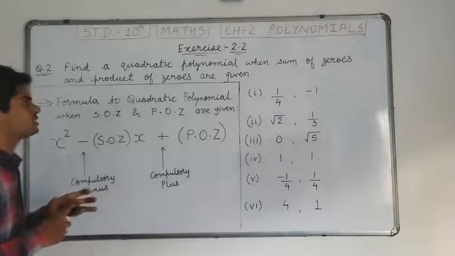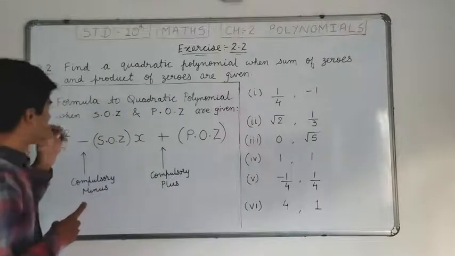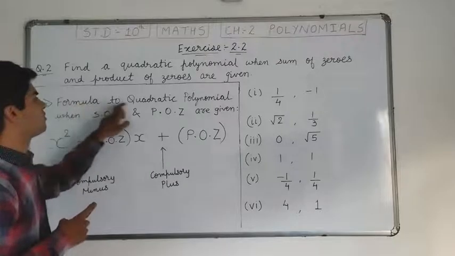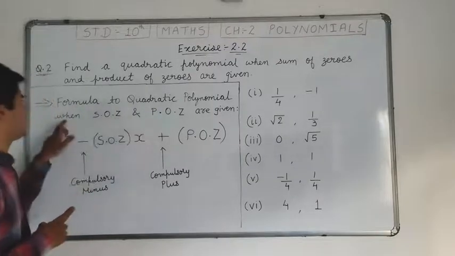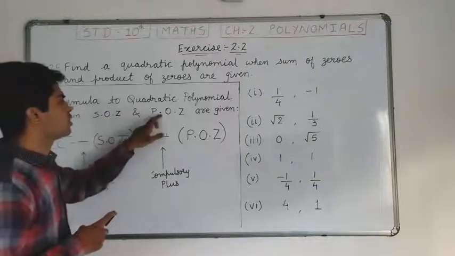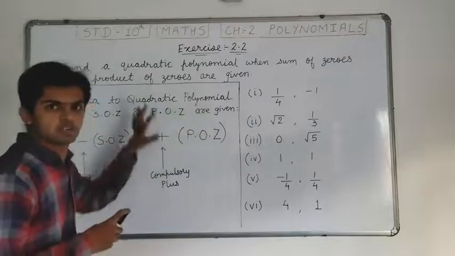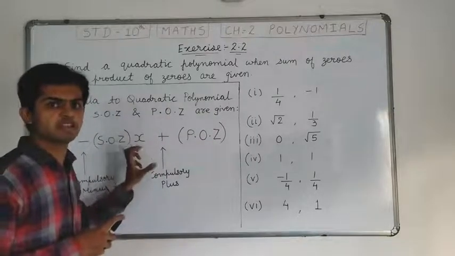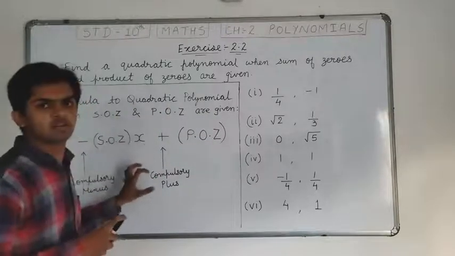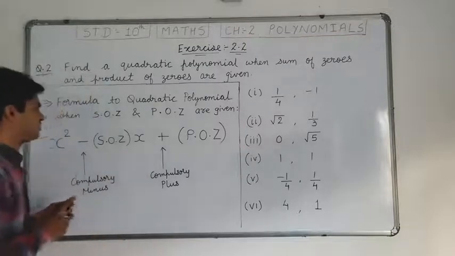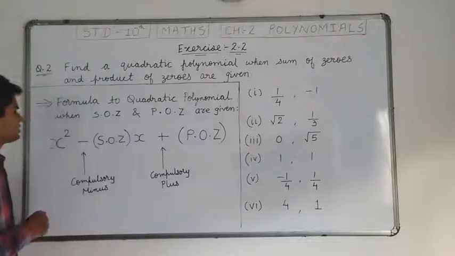But before starting that topic, first of all we will see the formula to find a quadratic polynomial when sum of zeros and product of zeros are given. So this is your formula. You have to learn this formula by heart. Then and only then you can find the answer. So what is that formula?